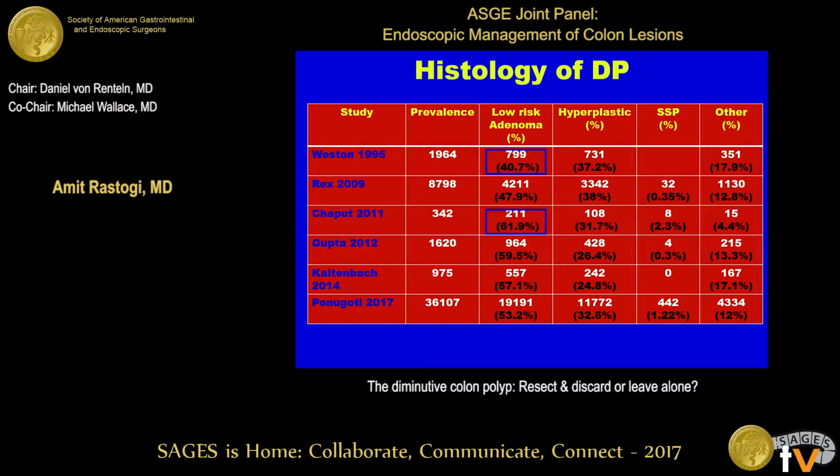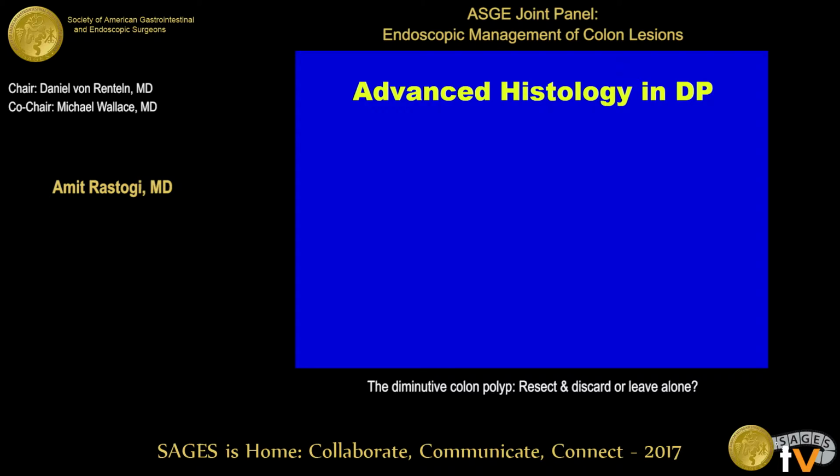And the rest are either hyperplastic, sessile serrated polyps, or other benign histologies. So if you look at the hyperplastic polyp, it's about 25 to 40%. Sessile serrated polyps or adenomas are much less common in this size range, and other benign histologies are fairly common too.